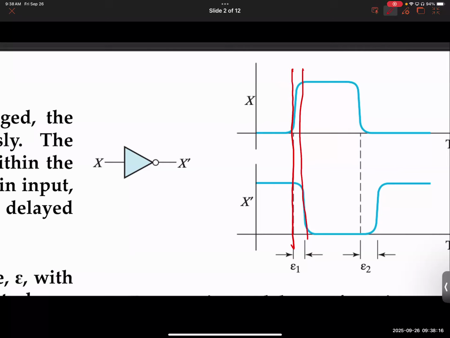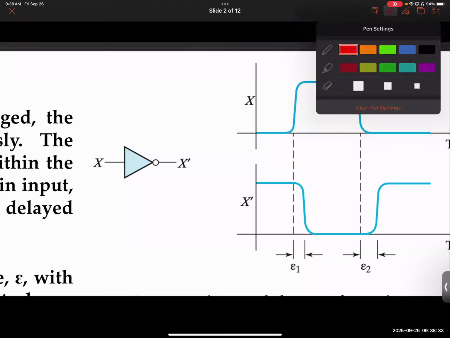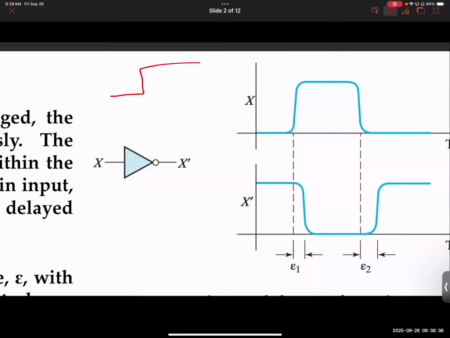x prime doesn't change. It takes a while for the output to respond and start behaving as it should. So it starts getting to 0 because the input gets to 1. But there is a delay. You see my point here? It is not instantaneous. In the conventional scenario, we would consider that this is your input going from 0 to 1, your output should go from 1 to 0 right away. But that's not the case. The case is you have a delay associated with the change. Yes.